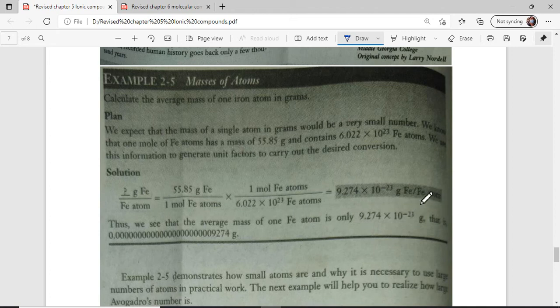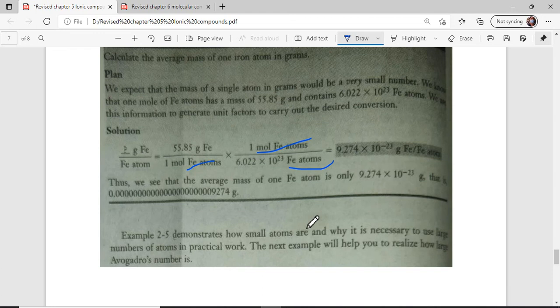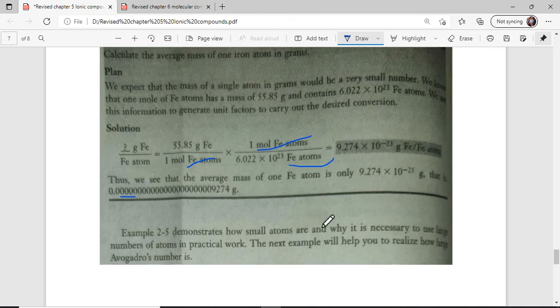Let's look at the units. The grams are gone and the Fe atoms are gone too, because they cancel out. The only one that disappeared is the mole of Fe, which is a relative conversion factor. Thus, we can see that the average mass of one Fe atom is only 9.274 times 10 raised to negative 23 grams. If you write it in decimal notation, it is 0 point, how many zeros? 22 zeros, then 9274 grams. Example 25 demonstrates how small that is.